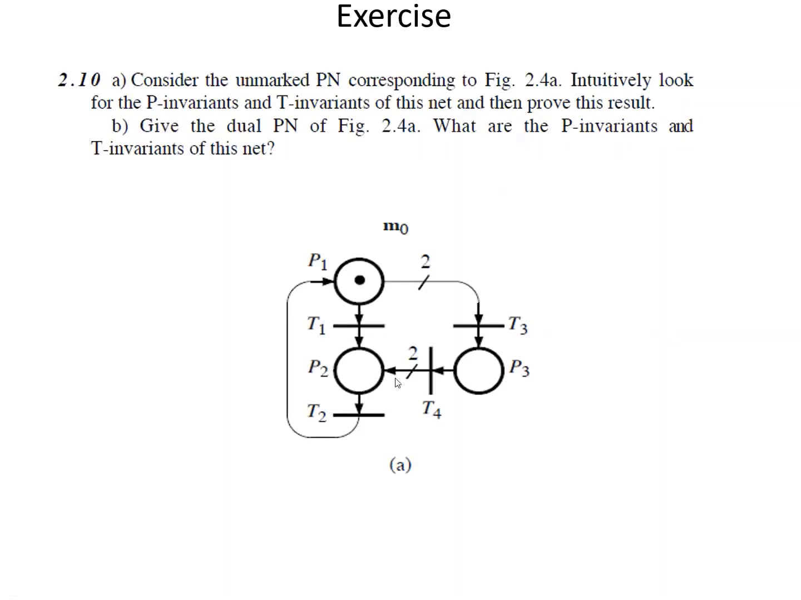Let me hide this panel again. Okay, so it is better now. Here's an exercise. Consider the unmarked Petri net corresponding to this figure, 2.4. This is an example from your textbook. Intuitively look for the P invariants and T invariants of this net, and then given the dual Petri net of this Petri net, what are the P invariants and the T invariants of them?